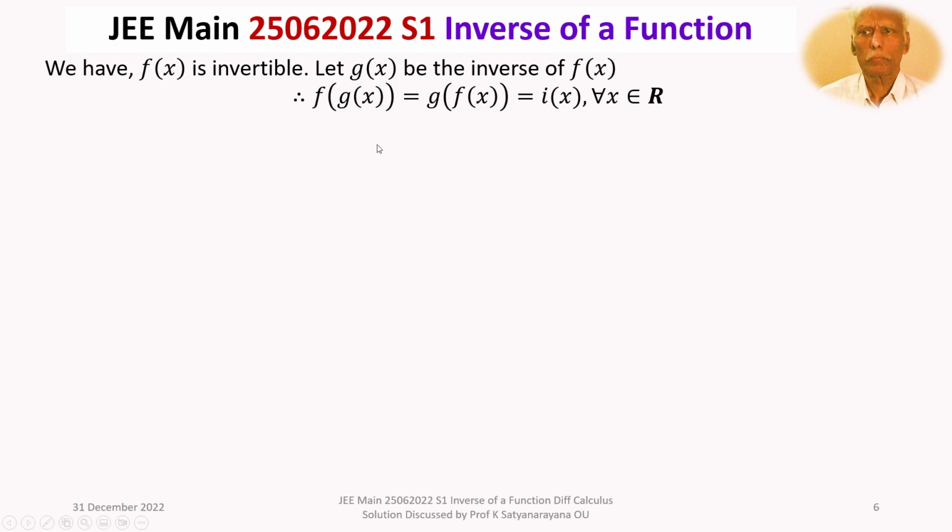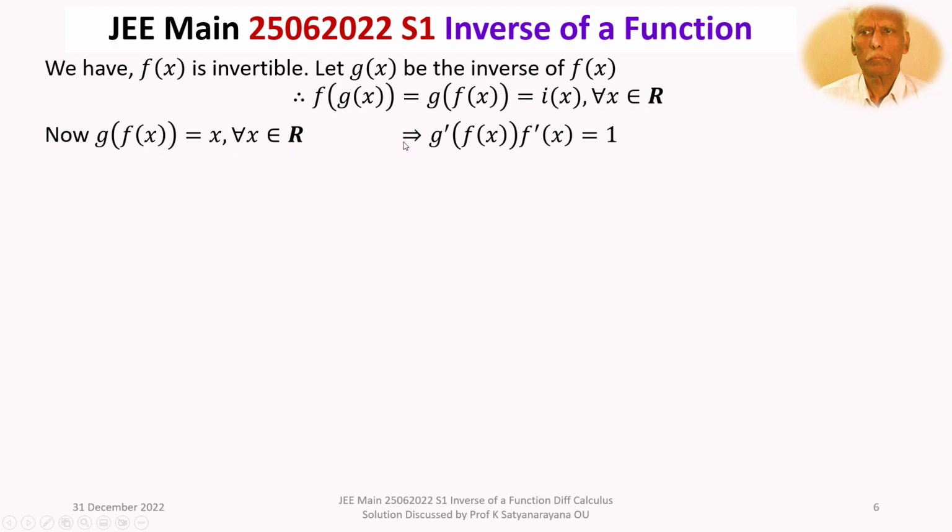And we are given f of g of x is equal to x. Therefore, g of f of x is equal to x from this. So now g of f of x is equal to x for all x belongs to R, because in the question it is given that f of g of x is equal to x. Therefore, g of f of x is equal to x for all x belongs to R.